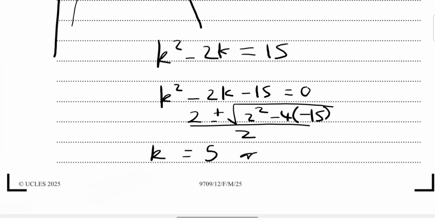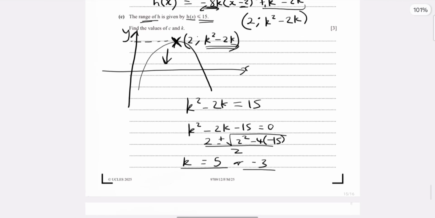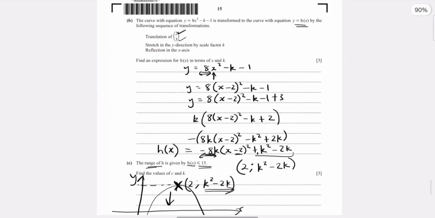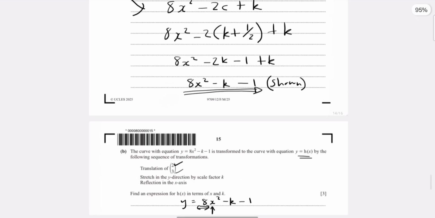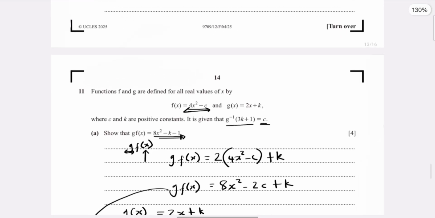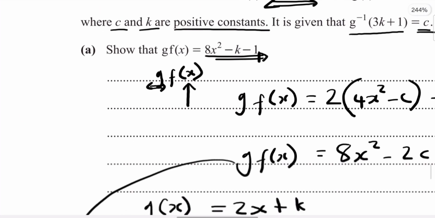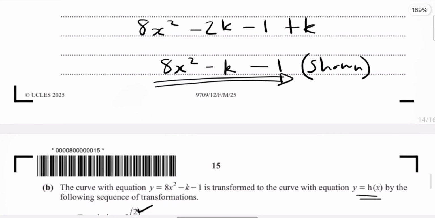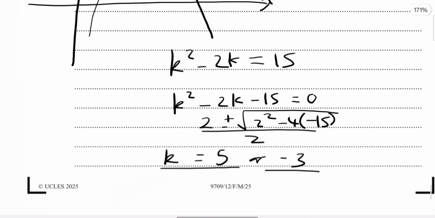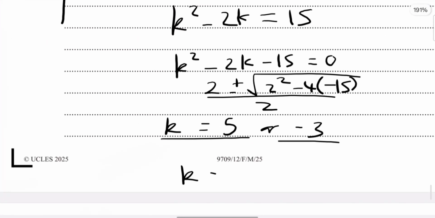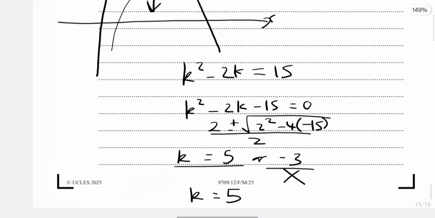5, or the other value is minus 3. But if we go back to the question up here, it says c and k are positive constants, meaning c and k cannot be negative. So we're going to take k to be 5. We're going to discard this one.